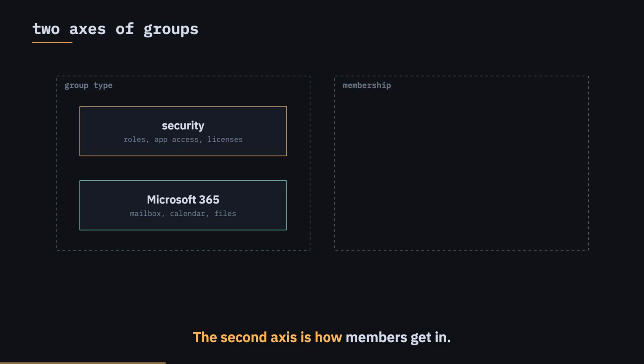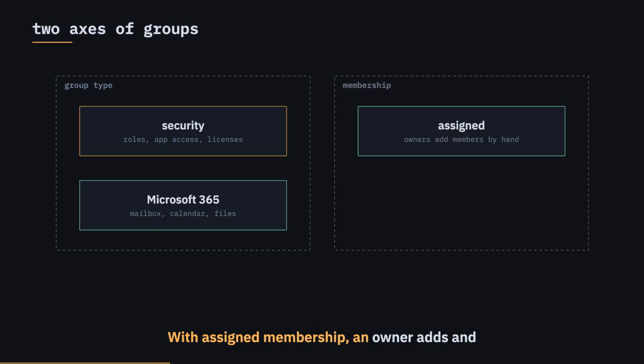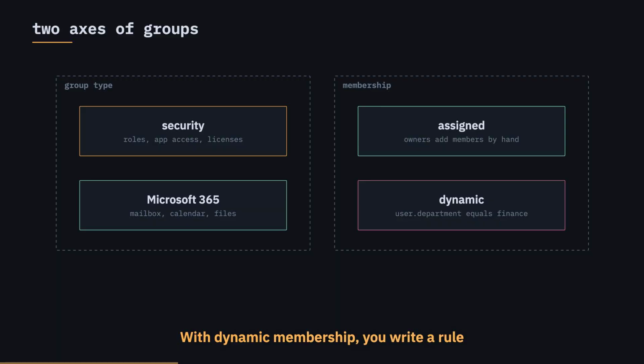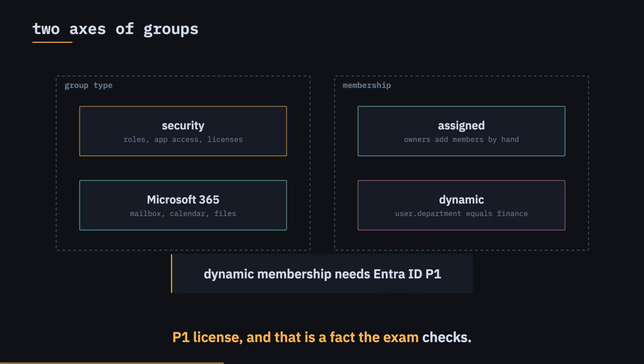The second axis is how members get in. With assigned membership, an owner adds and removes each member by hand. With dynamic membership, you write a rule against user properties, something like user department equals finance, and Entra evaluates it continuously. Anyone whose department changes to finance joins on their own. Anyone who moves on falls out on their own. There is a processing delay while the rule engine catches up, so a fresh property change does not move someone instantly. Dynamic rules can target users or devices, but one group cannot mix both.